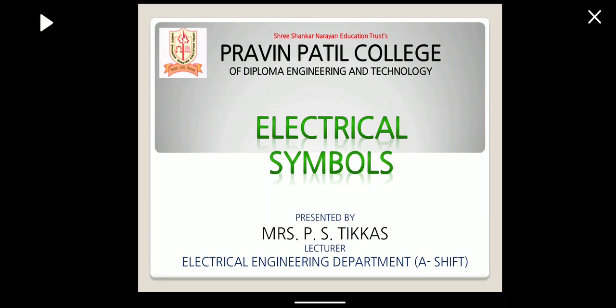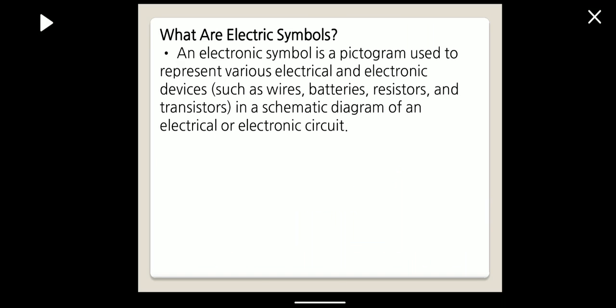Now, in this subject, there are six different chapters. From these six chapters, the first chapter is electrical wiring and wiring diagram. For this electrical wiring diagram, we need some electrical symbols. So that's why the first topic of our first chapter is electrical symbols.